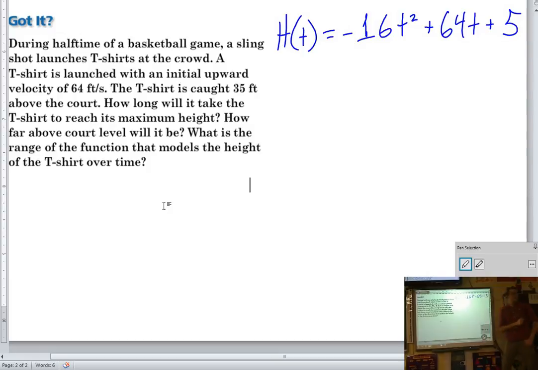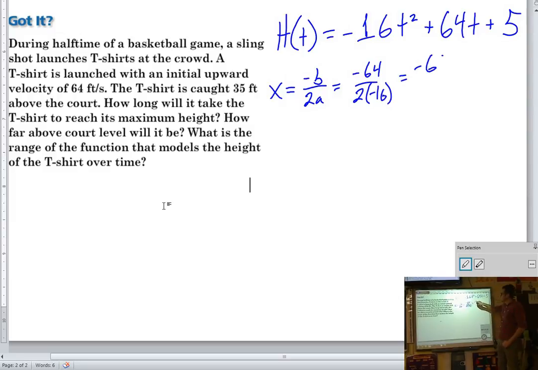So then, what do we do? Find the center point, the axis. Now this is really easy because I get negative 64 over negative 32.